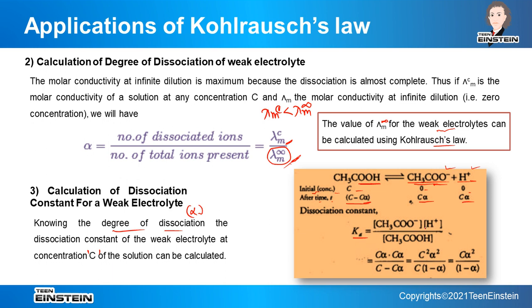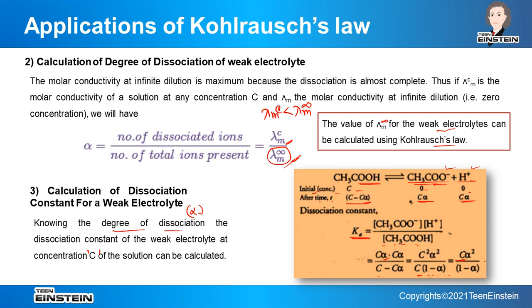Now, dissociation constant of this weak electrolyte, it is the concentration of anion and cation. That is, in the numerator, first you have to write the concentration on the product side divided by concentration on the reactant side. So, C alpha into C alpha divided by C minus C alpha. Now, we can take C common. Okay, C is cancelled. So, ultimately Ka is equal to C alpha square divided by 1 minus alpha. So, if you know the value of alpha and concentration, you can find out the value of Ka. Inversely, if you know the value of dissociation constant and C, you can also calculate alpha.